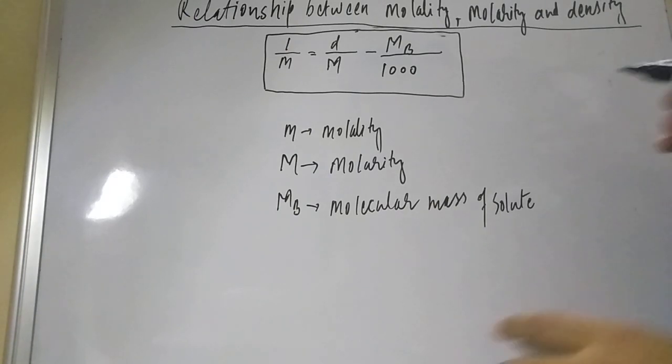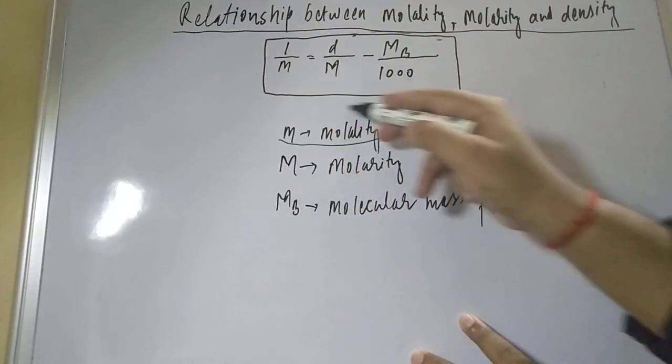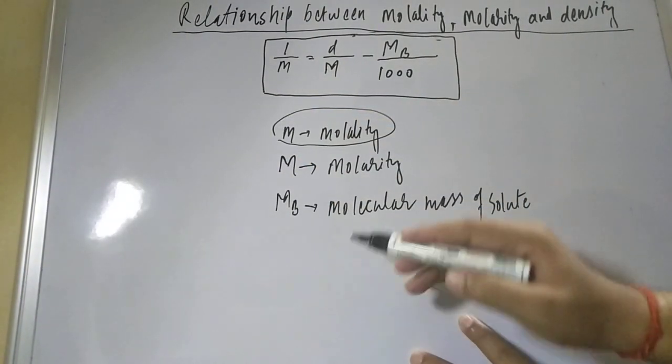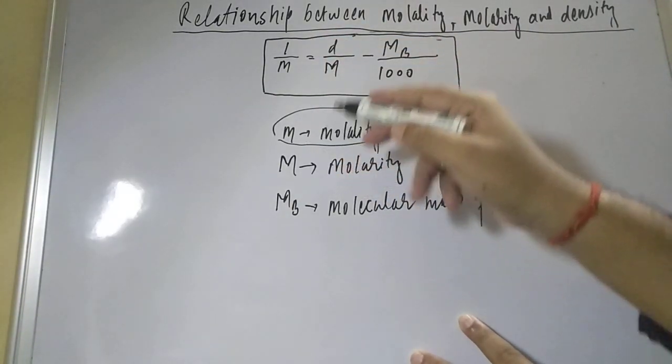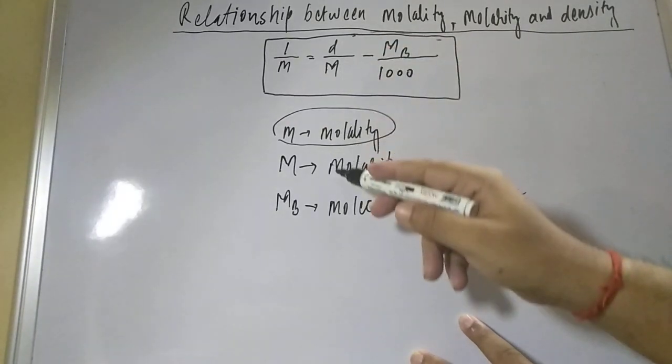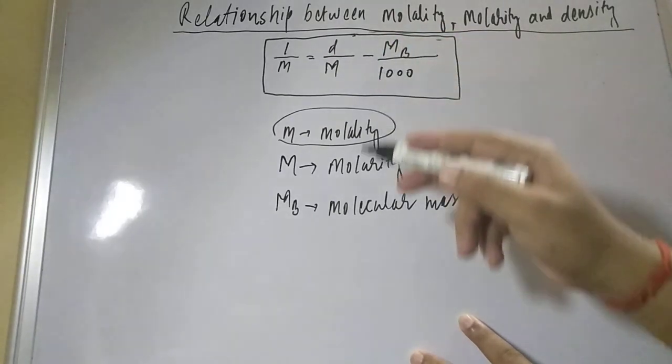So what is molality, student? When you are finding the small m, this small m implies molality. In 1 by m, molality is the denominator and capital M, molarity, is also in the denominator. This capital M is molarity and density is the numerator.